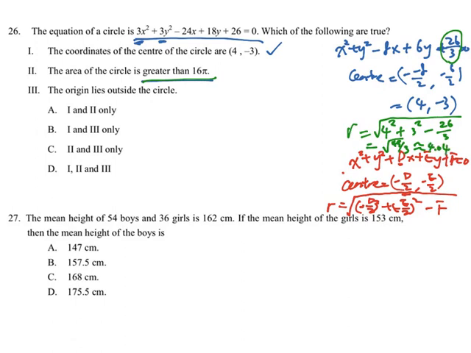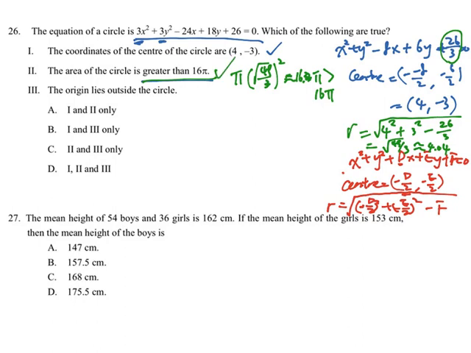So the area of the circle is pi r squared. So for this one, actually it is around 16 point something pi. It is 16.33 pi, so it's greater than 16 pi. So this one is correct.